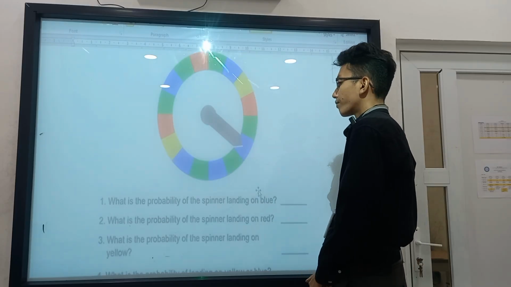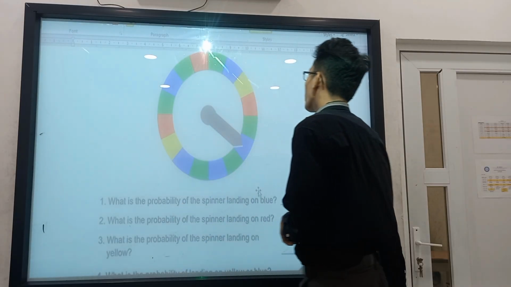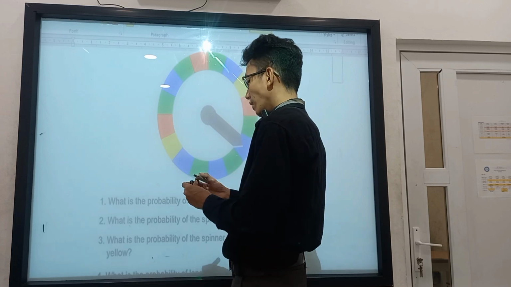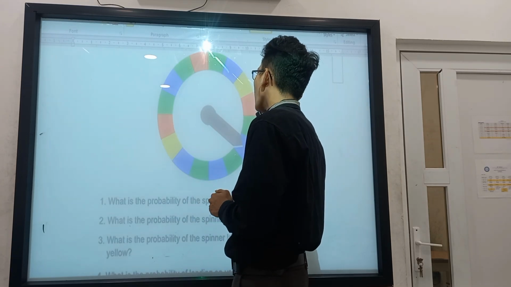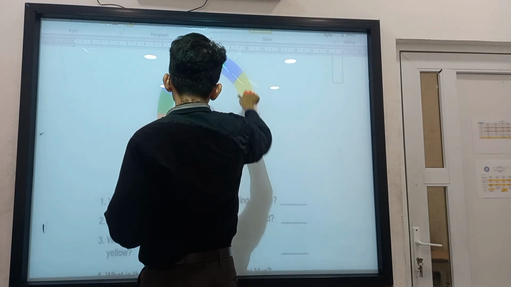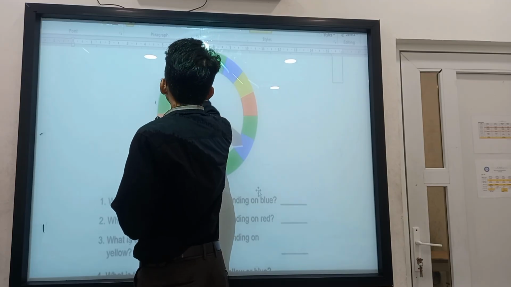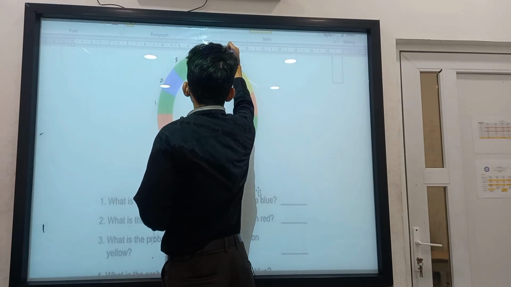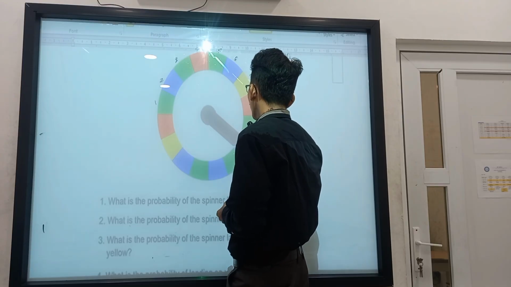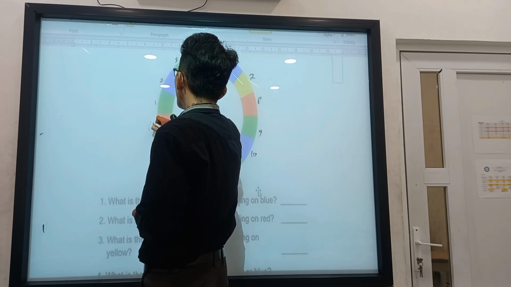Okay, could you explain question number 1, sir? So in order to count all of the parts, we need to count all the colors, not the specific one, all the fractions of the parts. We need to count it first. So it will be 1, 2, 3, 4, 5, 6, 7, 8, 9, 10, 11, 12, I think it's 16, 14, 15, yeah, 16.